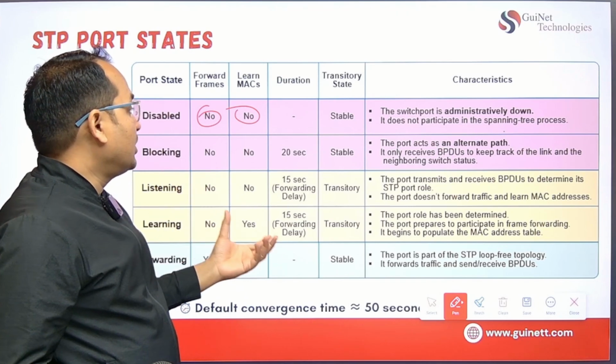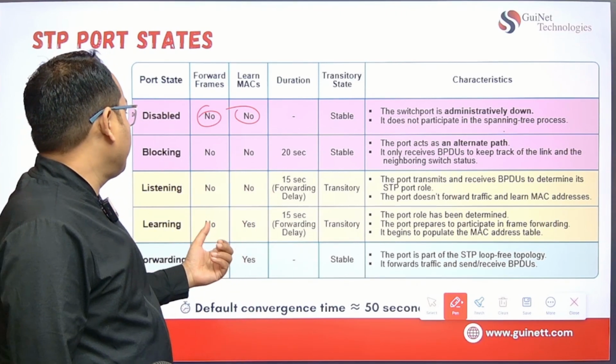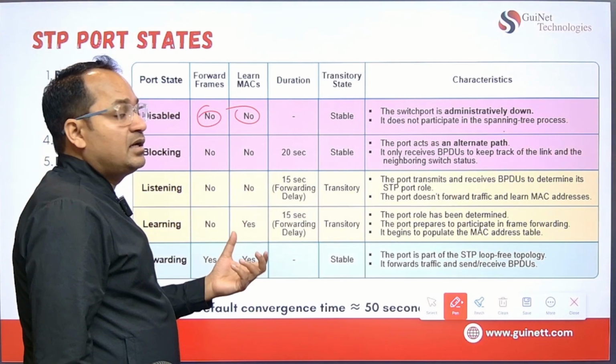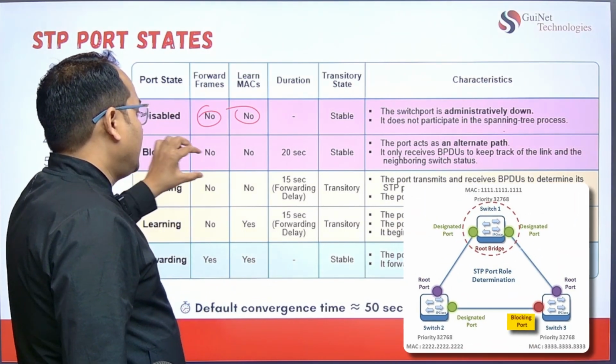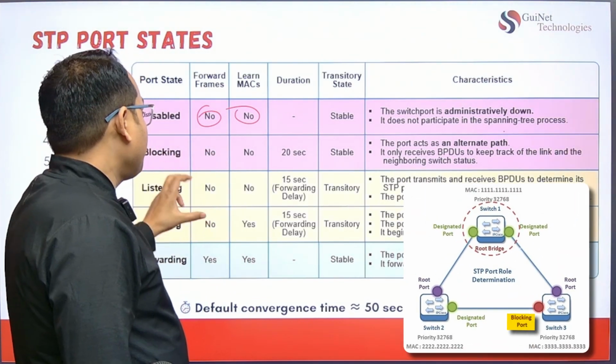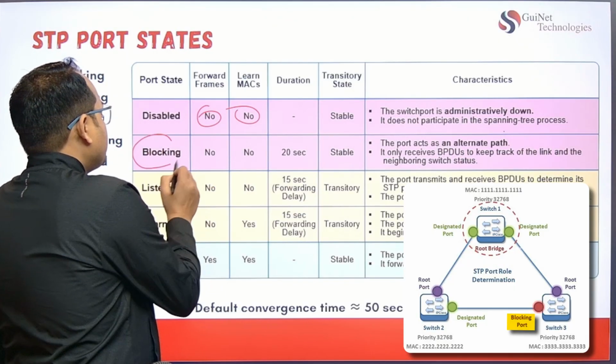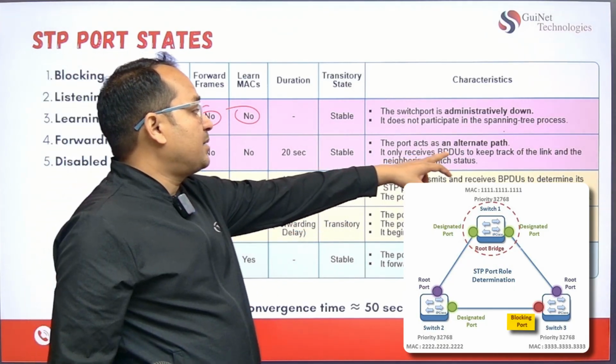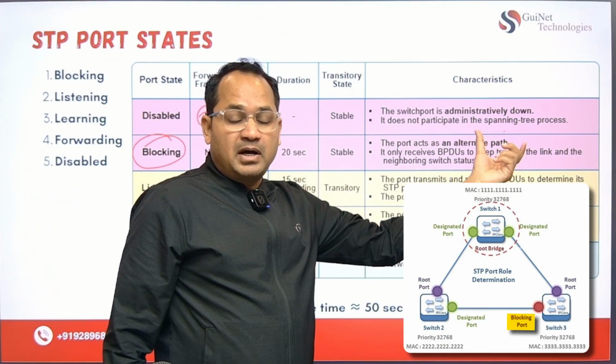But when you do a no shut, the listening and learning states come into the picture. Blocking comes a little bit later, how blocking comes into the picture. But blocking means the port is blocked. This port is the alternate path for the STP path calculations.